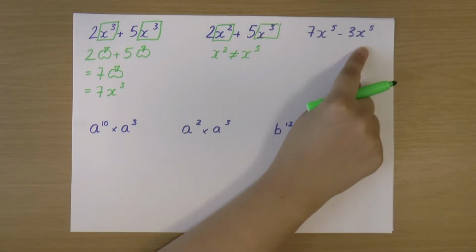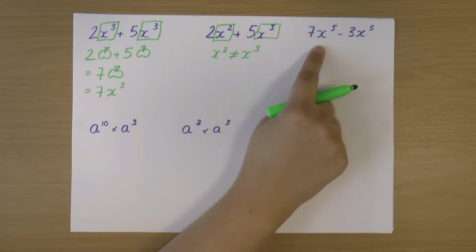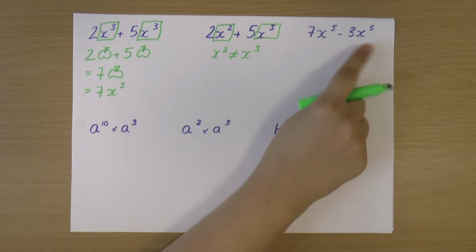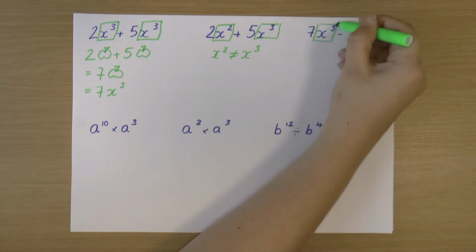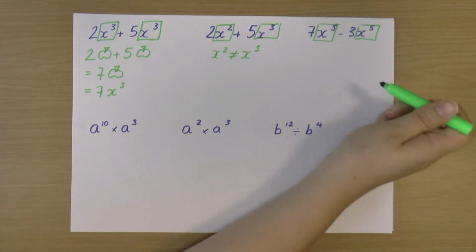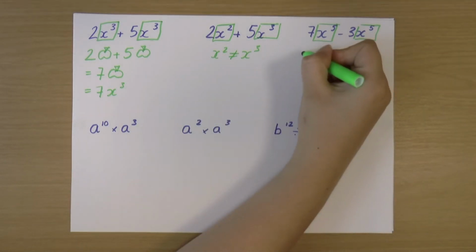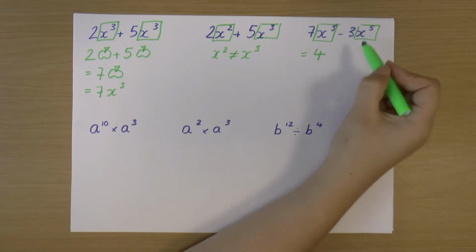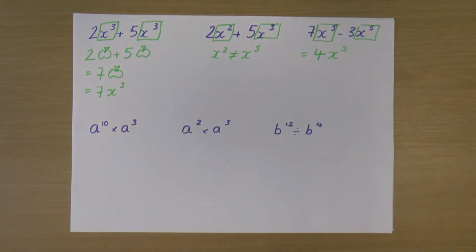Moving on to this last one on the top. This time I'm doing a takeaway. So I've got 7 lots of x to the 5 minus 3x to the 5. My x's are the same and my indices are the same. They're both 5. So I'm going to box those. I've got 7 lots of that minus 3 lots of that. Again, I can think of it as 7 apples minus 3 apples, which gives me 4 apples. But I'm not dealing with apples, I'm dealing with x to the 5. So it's 4 lots of x to the 5. And that is my answer for that.